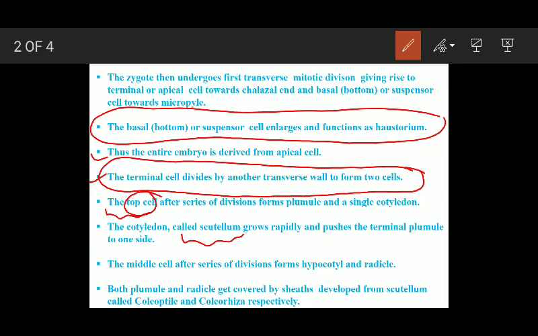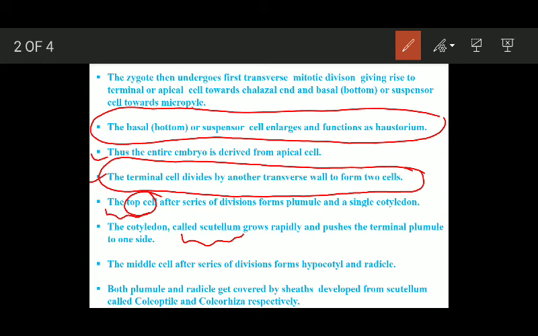So the apical cell divides transversely and results in the formation of two cells. The top cell divides repeatedly and forms the plumule and cotyledon. Because of the rapid growth of the cotyledon, the plumule comes to lie on one side. The middle cell, after a series of successive divisions, forms the hypocotyl and radicle. So the middle cell divides repeatedly and forms the hypocotyl and radicle.